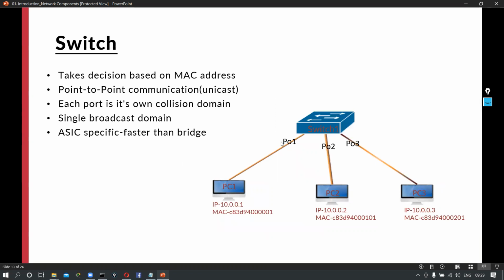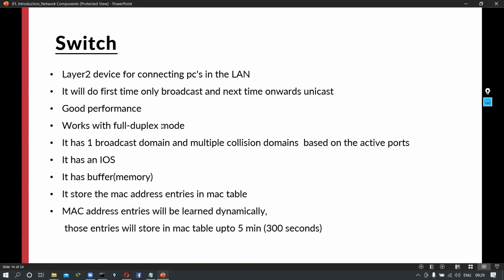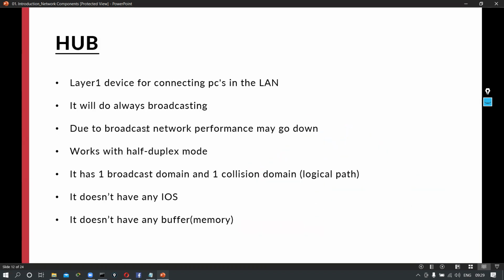Via this port I can send, and I can also receive. I can send data to multiple users and also receive from multiple PCs. That is called full duplex. Next point: it has one broadcast domain and one collision domain. Just to remember, broadcast domain 1, collision domain 1.